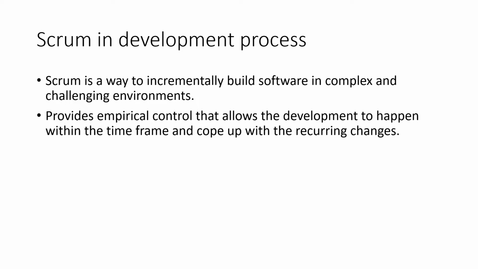To handle this problem at AG Communications, the team tried to adopt a Scrum development process. So what is Scrum? It is a way in which we incrementally build tools within a challenging and complex environment. Scrum provides control over the things that need to be done within a particular sprint, and a sprint is a period where we set short-term goals and work towards achieving them.